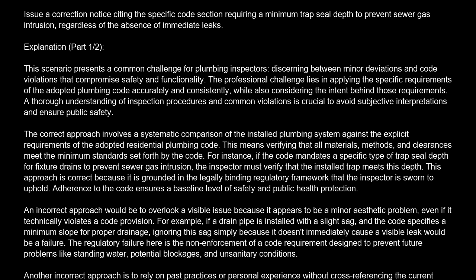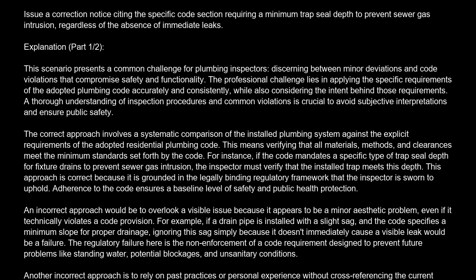This approach is correct because it is grounded in the legally binding regulatory framework that the inspector is sworn to uphold. Adherence to the code ensures a baseline level of safety and public health protection. An incorrect approach would be to overlook a visible issue because it appears to be a minor aesthetic problem, even if it technically violates a code provision.